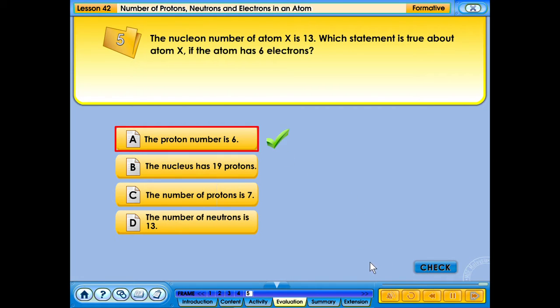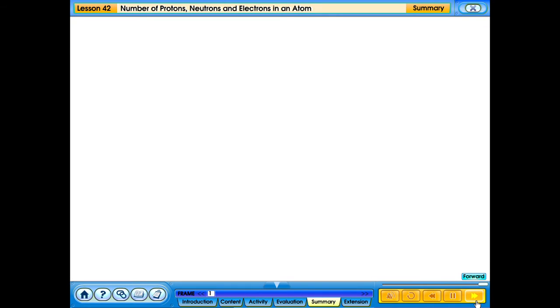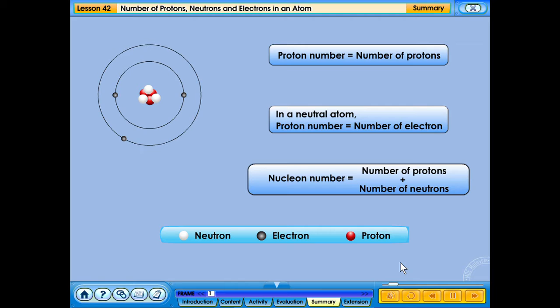Your answer is correct. In this lesson, we learnt that proton number is the number of protons in an atom. It also indicates the number of electrons in a neutral atom. The nucleon number is the sum of number of protons and number of neutrons in an atom. We can also describe nucleon number as the sum of the proton number and number of neutrons of an atom.